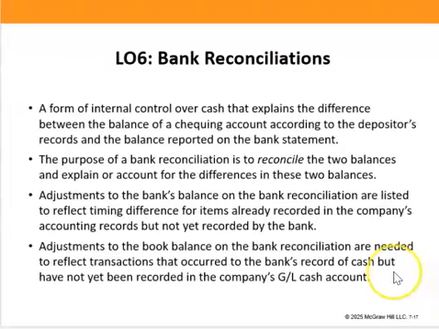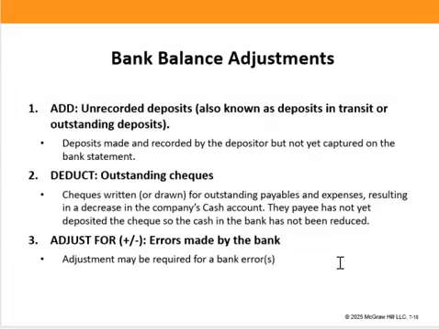And then, of course, there's things that go through our bank, such as service charges, or maybe a customer sent us an EFT, that we don't know that the bank's received until we look at our bank statement. And then once we look at our bank statement, then we have to do the journal entry to record it. Okay, so that again is a bit of a timing difference. Okay. So bank balance adjustments, we need to add in the unrecorded deposits.